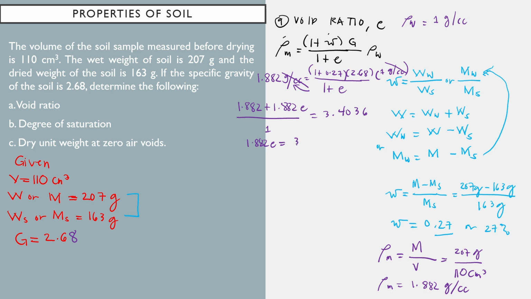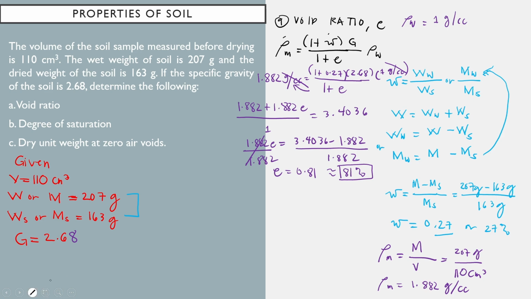So simplify natin. Lipat natin sa kabila: 3.4036 minus 1.882. And then divide natin both sides ng 1.882 para ma-cancel yan, para matira is yung void ratio natin. So compute. Yung void ratio natin is 0.81 or 81%. Yan yung void ratio ng soil sample natin.